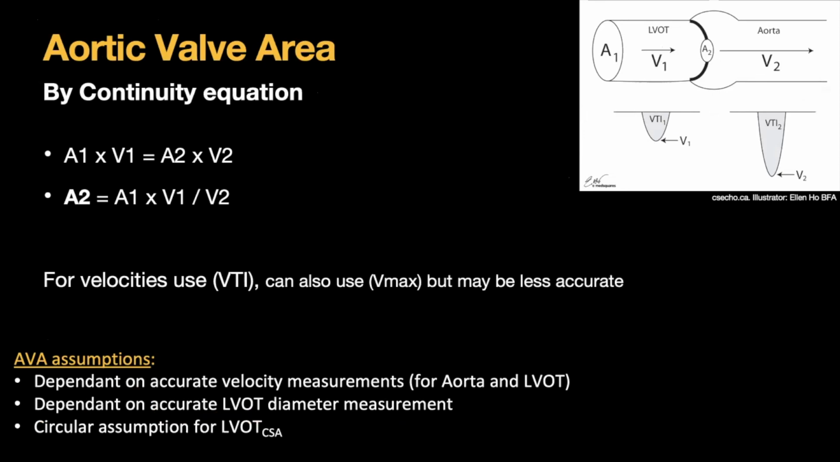And again, with every measurement, there are assumptions. The AVA is dependent on the accuracy of your velocity measurement, both for the aorta and for your LVOT. It's dependent on an accurate LVOT diameter measurement, which we'll come back to, and also the assumption that the LVOT is circular, which often it is not. And when we're obtaining diameters in echo 2D, we have to remember that this is potentially not representative of the actual 3D structure.